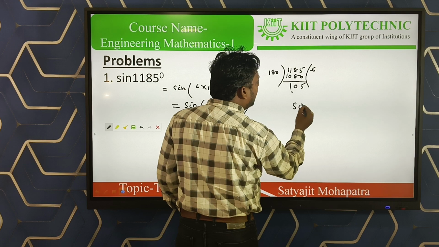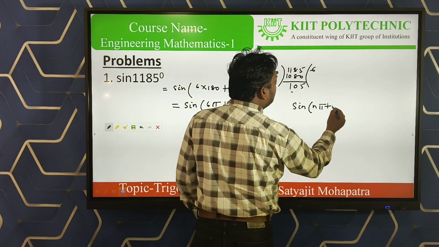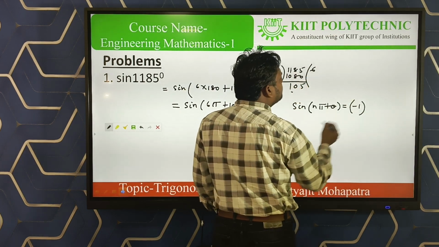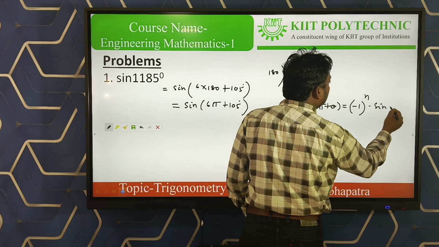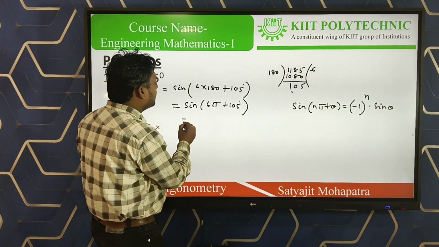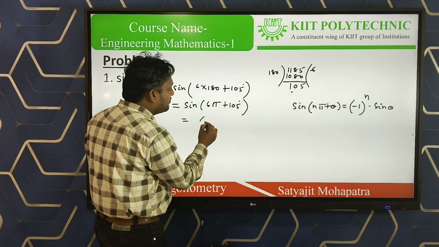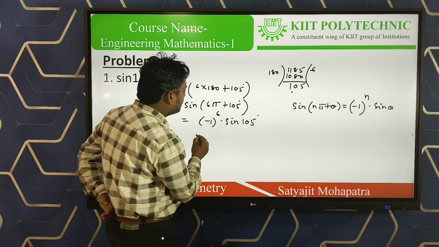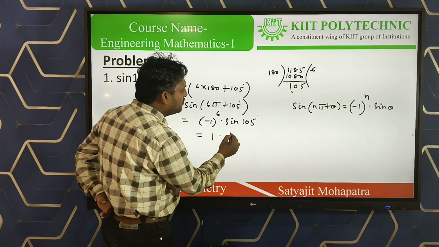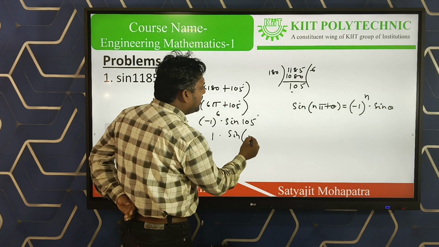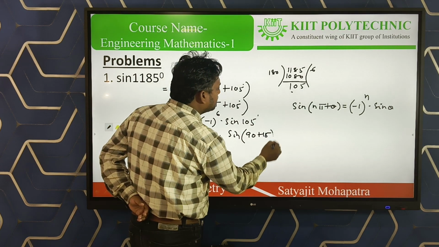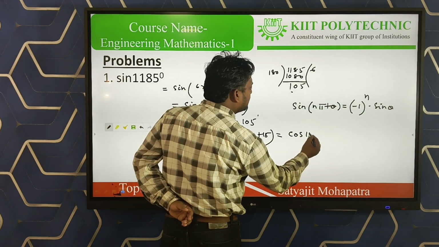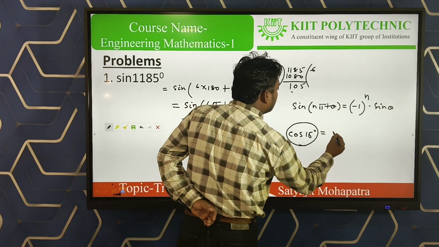Again, you know the general formula from the previous slide, sine of n pi plus theta. What is the formula to be remembered? Minus 1 to the power n into sine theta, you know. So how is this carried out? Sine of n pi plus theta, the formula is minus 1 to the power n into sine theta. All of you see, minus 1 to the power 6 is plus 1, into sine 105. 105 is 90 plus 15. Then all of you know sine of 90 plus theta is plus cos theta, that is cos 15 degrees.